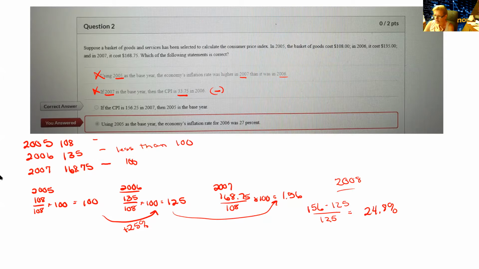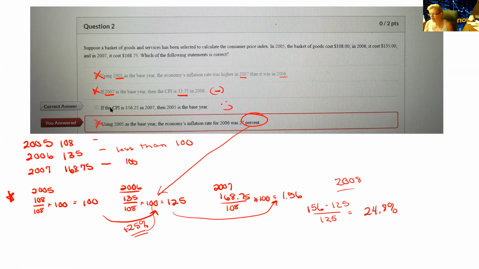If the CPI is 156.25 in 2007, then 2005 must be the base year. We just did the base year down here, so we can look at the same work we just did and go, okay, 100, 125, 156. So this is the right answer. And then using 2005 as a base year, the economy's inflation rate for 2006 was 27%. We already calculated it down here as 25%, so no, that's not right either. So the right answer must be 3.